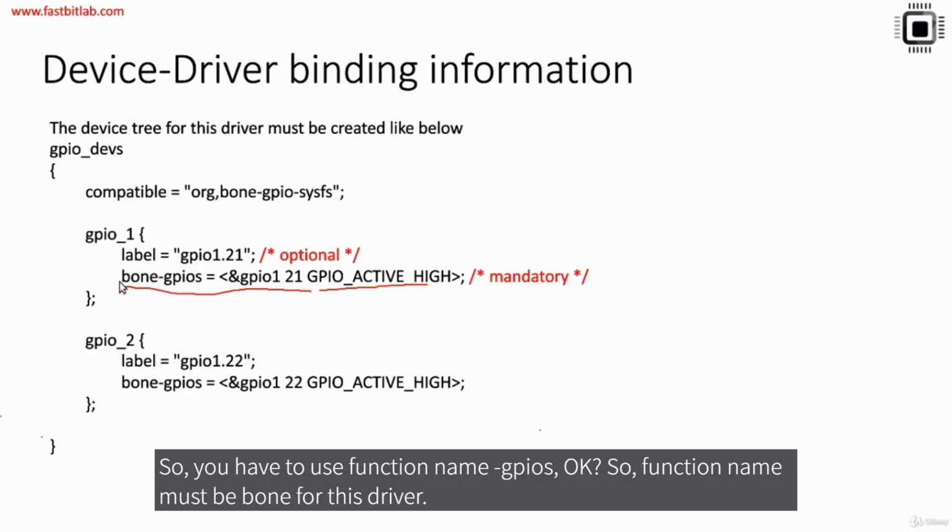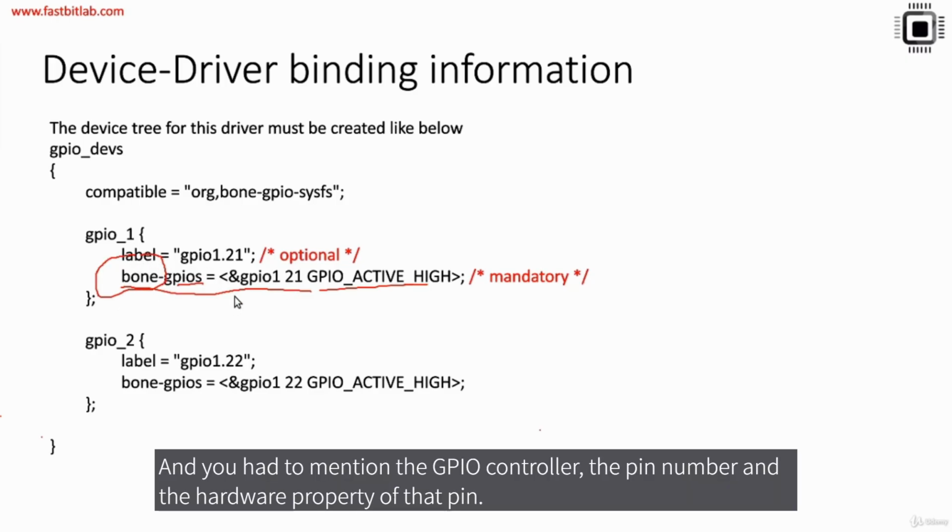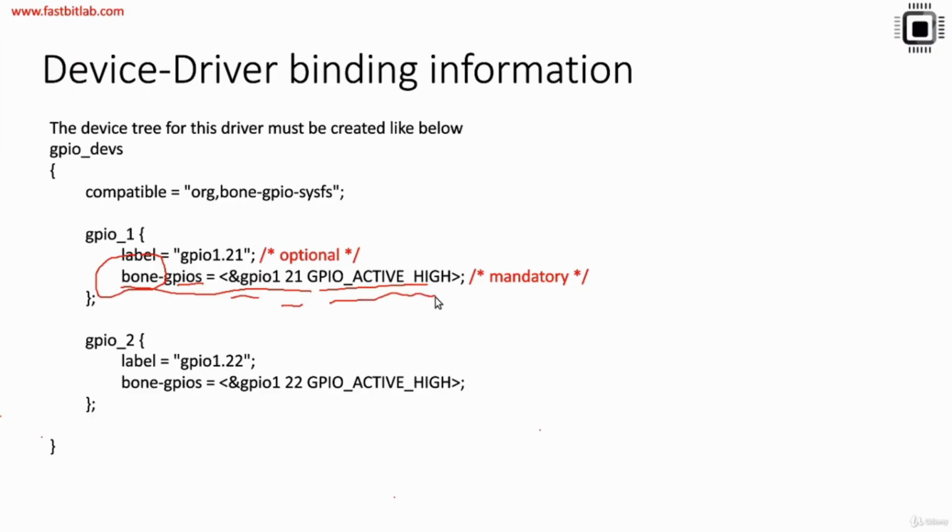So you have to use function name hyphen GPIOs. The function name must be bone for this driver, and you have to mention the GPIO controller, the pin number and the hardware property of that pin, which we call the GPIO flag. So now let's do this.